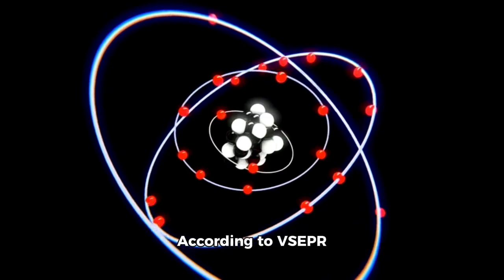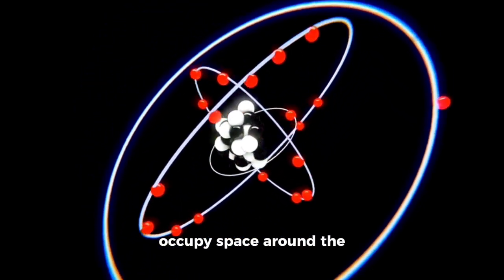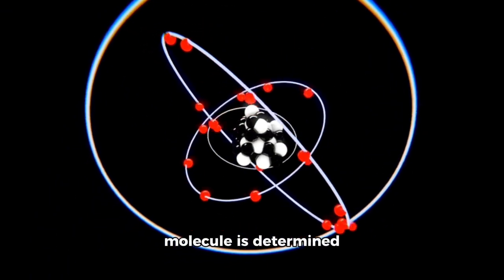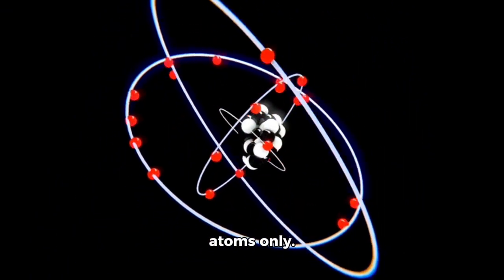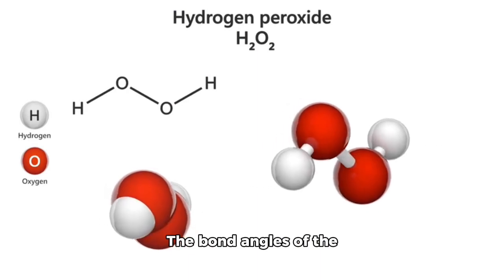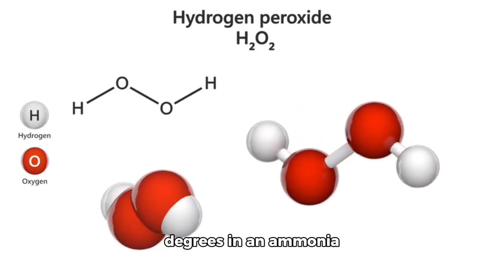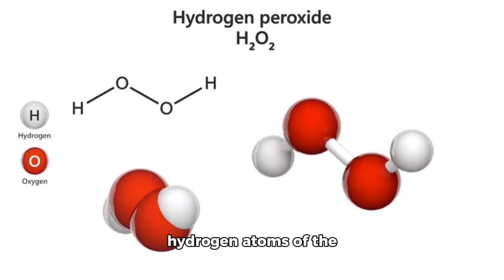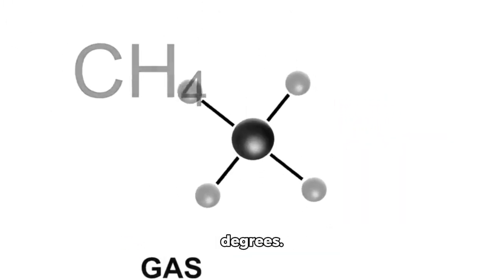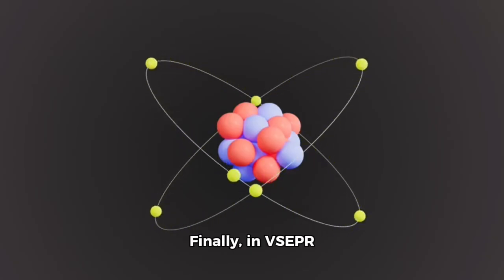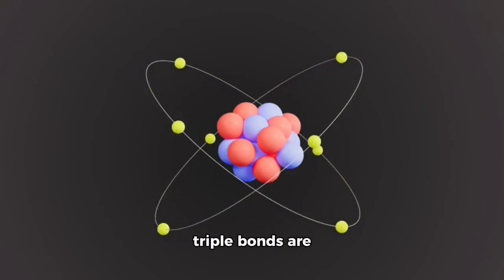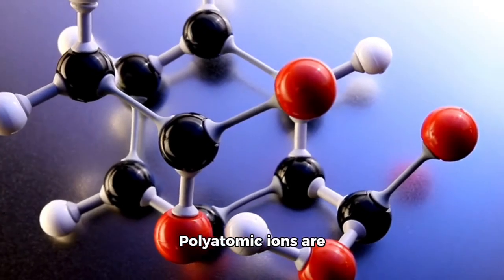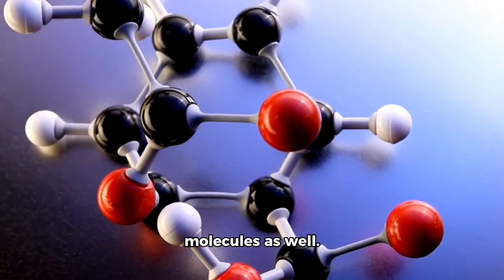According to VSEPR theory, the lone pairs occupy space around the central atom, but the actual shape of the molecule is determined by the positions of the atoms only. The bond angles of the hydrogen atoms are 107 degrees in an ammonia molecule, while the bond angles of the hydrogen atoms of the water molecule are 105 degrees. Finally, in VSEPR theory, double and triple bonds are treated in the same way as single bonds. Polyatomic ions are treated similarly to molecules as well.